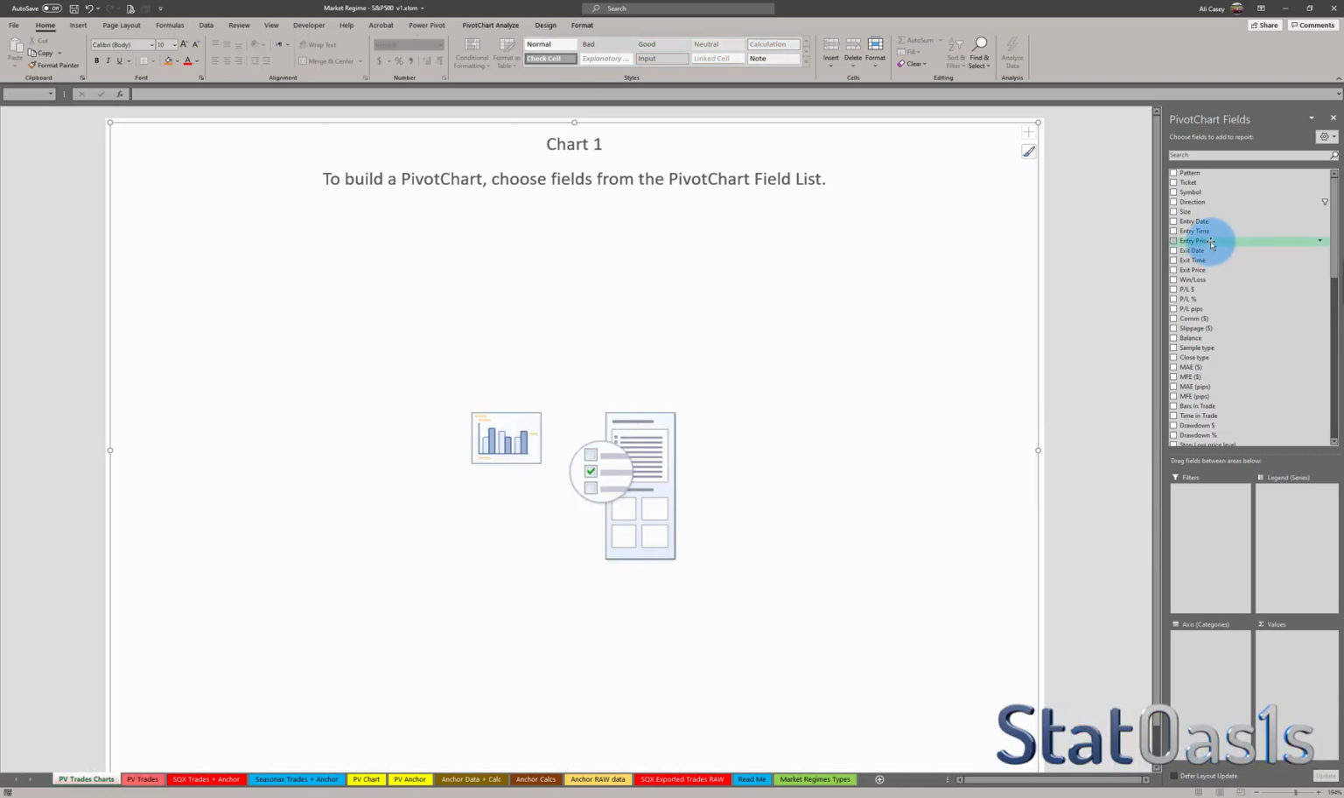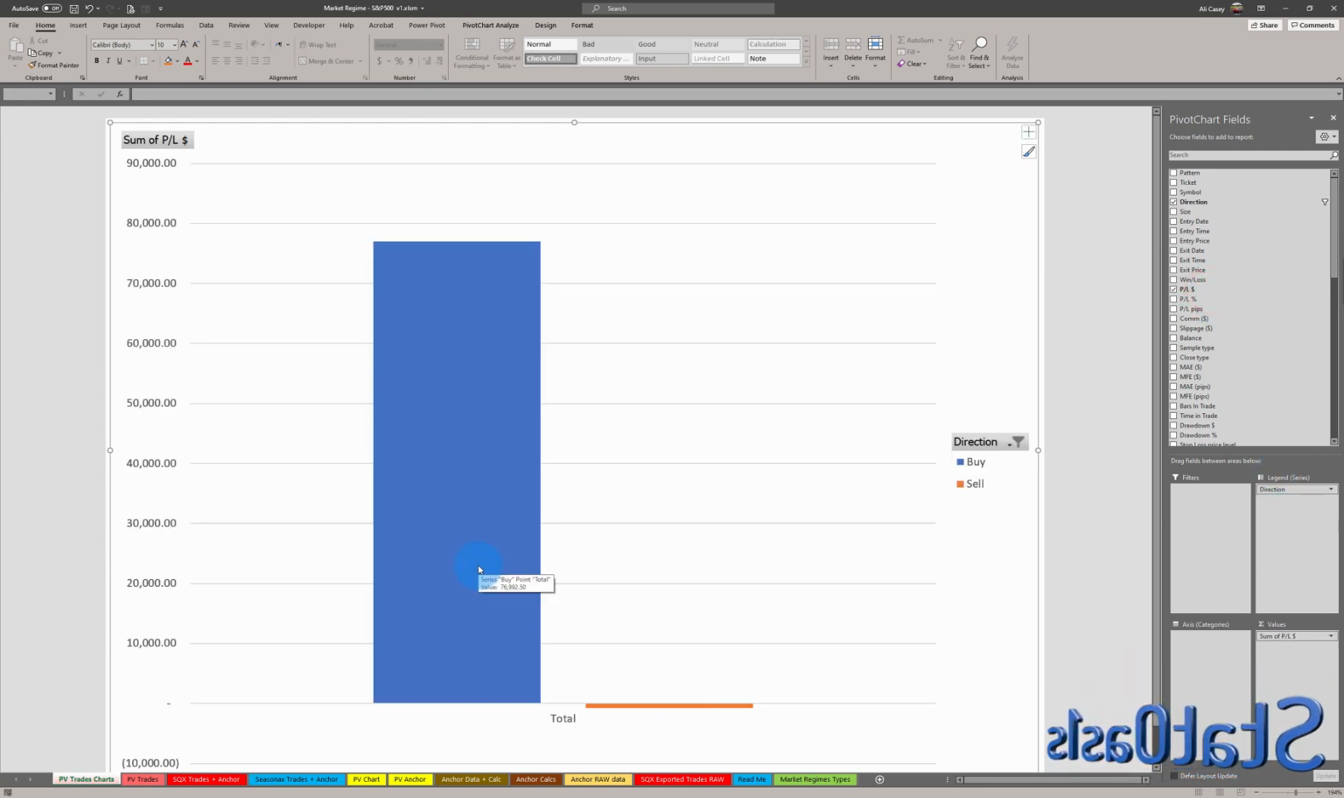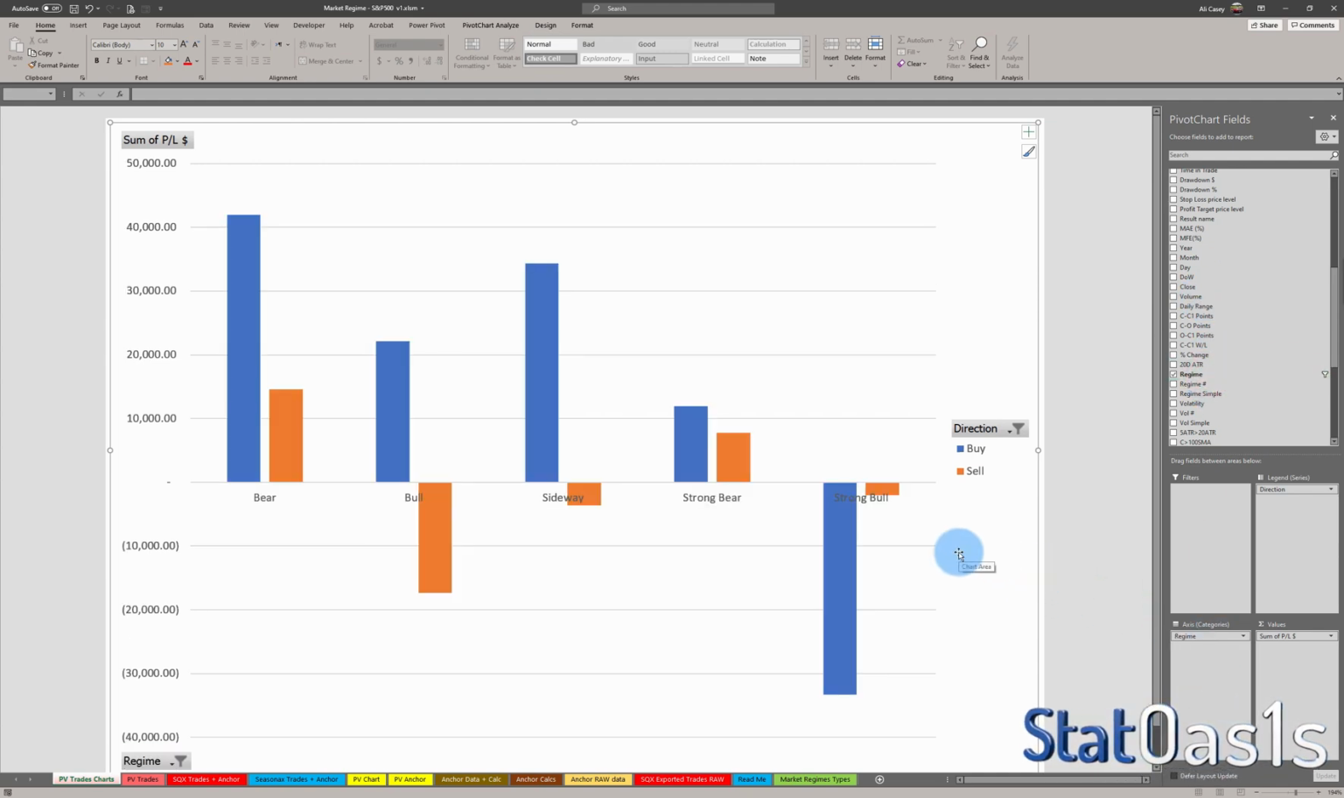We can start the pivot table by bringing in the direction that we have and then the sum. So obviously we know we're making money long and we're losing money in short. But then if we bring in the regime, we can see clearly that in strong bull, we're losing money both ways. So the short side and the long side are losing money. So this strategy is very weak in this market regime, in strong bull, and we should not trade it.